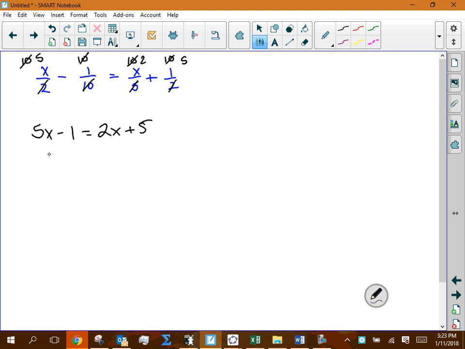Again, subtract my 2x from both sides, so I get 3x. I'll add 1 to both sides at the same time, so I get 6. X ends up being 2. And again, if you find the need, you can plug that back in and convince yourself that 2 does work there.